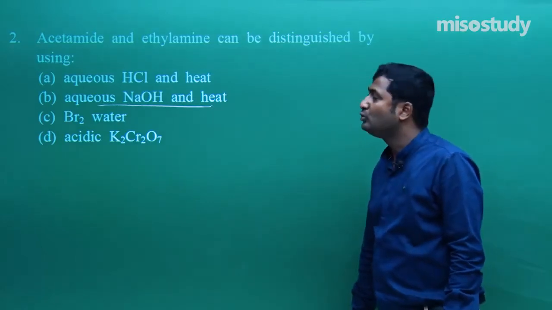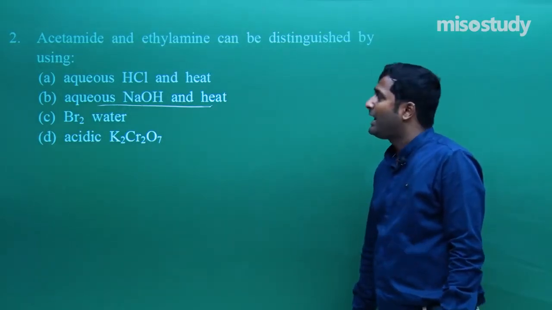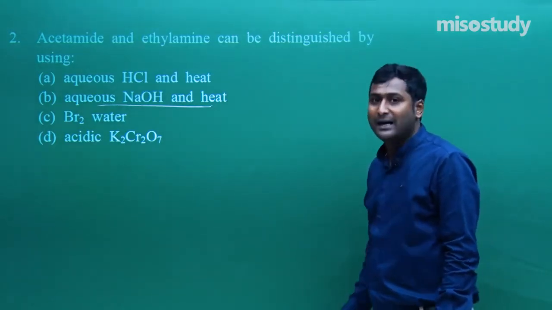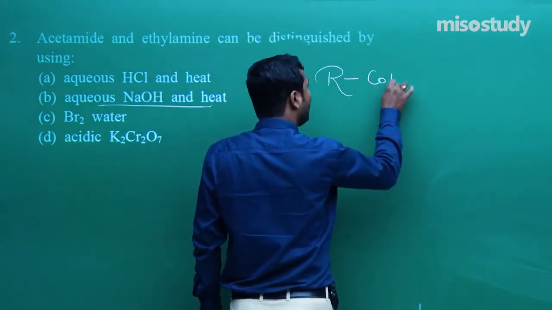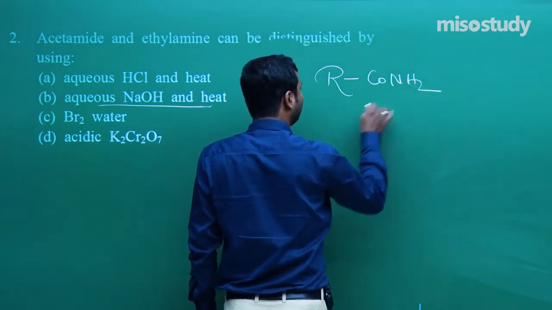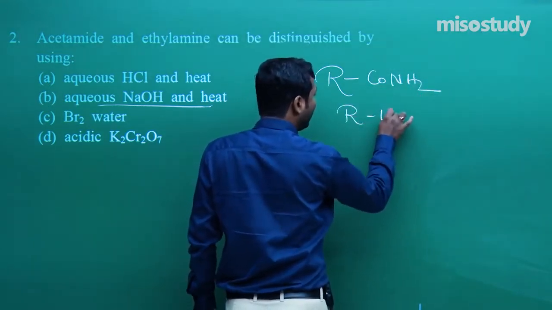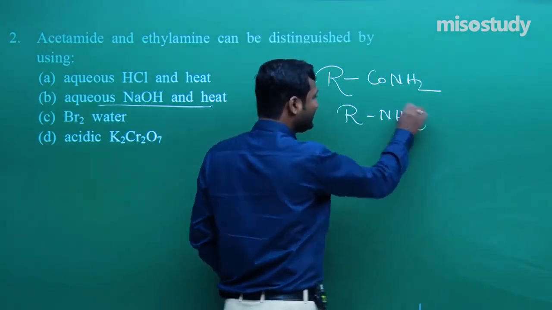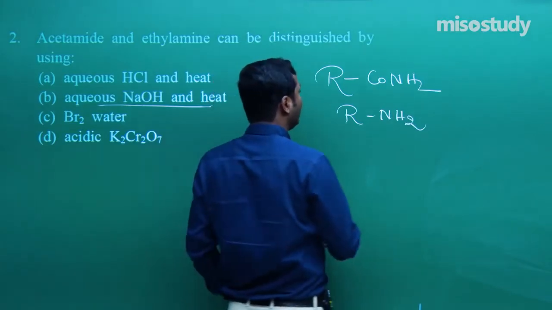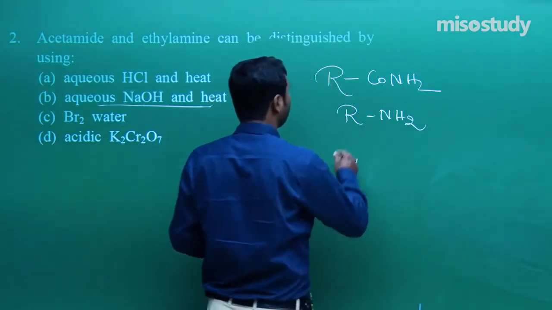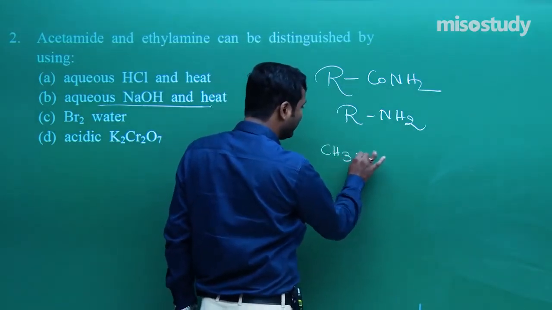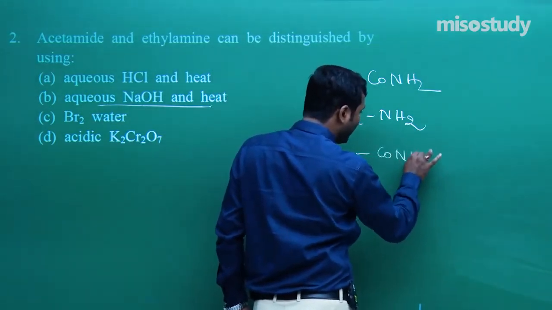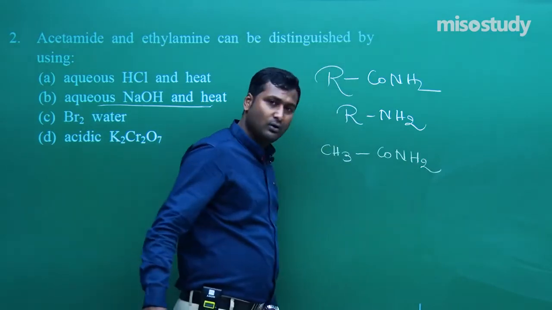So how to distinguish the aminic group and the amide group? We can write RCONH2 or RNH2. This is the reaction. Sometimes, if I write here CH3CONH2, clear to you what I am telling?